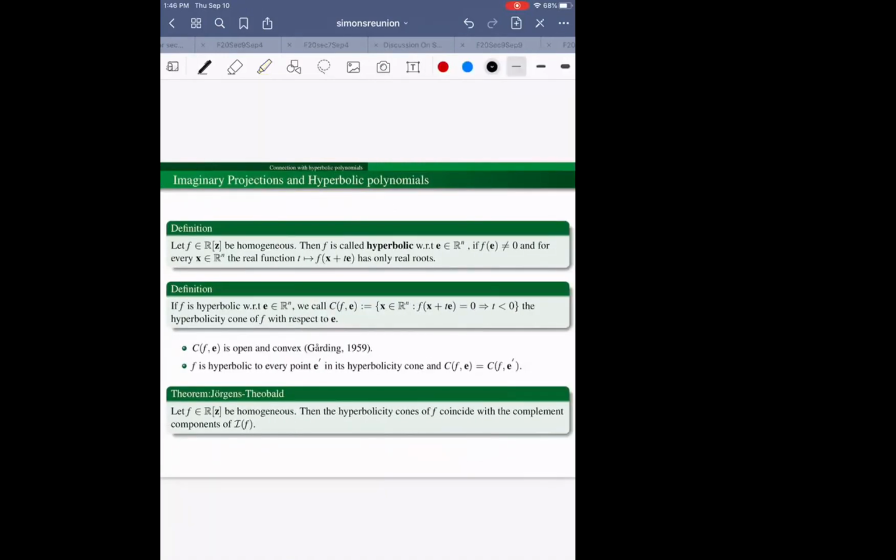Now let's look at hyperbolic polynomials. F with real coefficients is a homogeneous polynomial. F is called hyperbolic with respect to a direction e if e is not zero, and, as we have seen, the univariate polynomial should have all real roots.